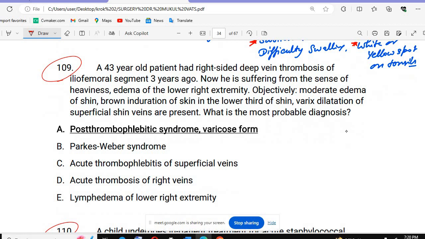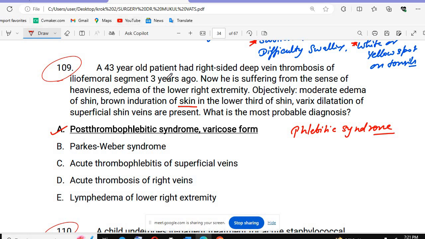After that, the next question we already did, that is post thrombophlebitic syndrome, or we call it phlebitic syndrome. This condition occurs after DVT. We already discussed this condition. We see brown induration of the skin. Complications of DVT can cause venous ulcers, and after that lipodermatosclerosis will form. We discussed this question in varicose veins.